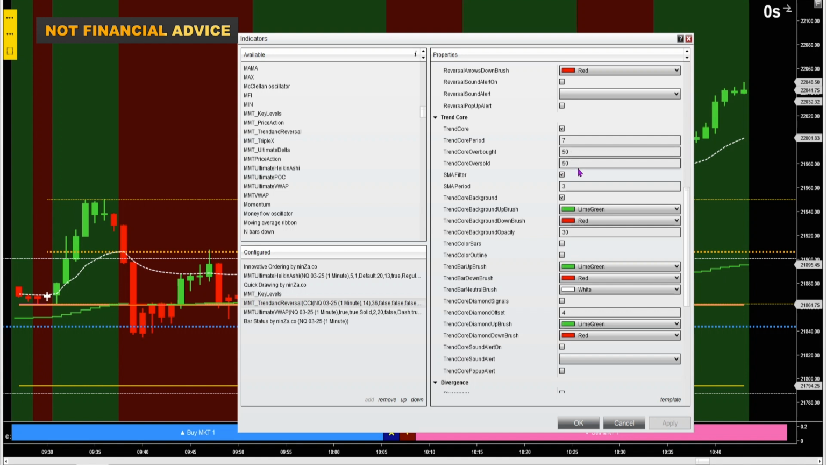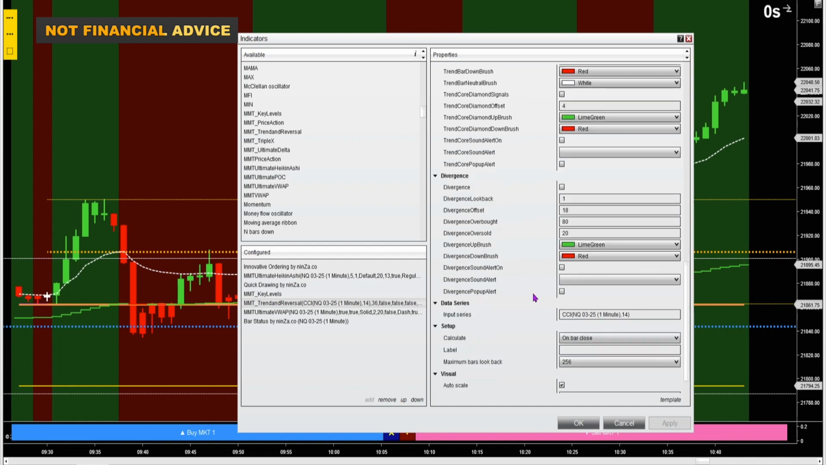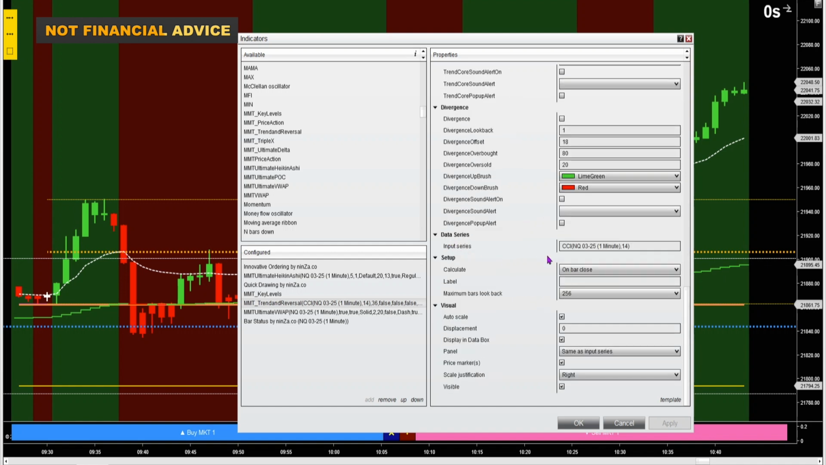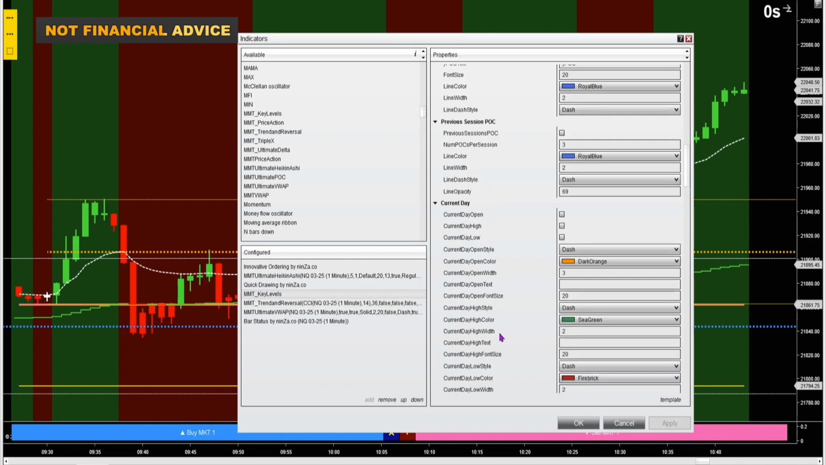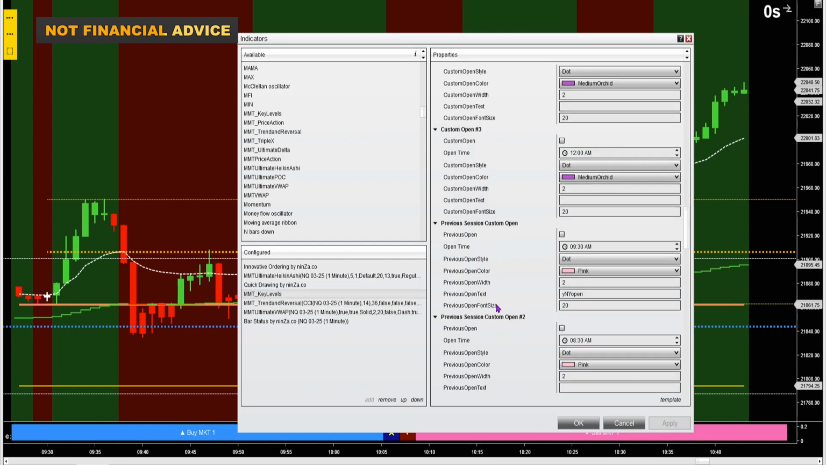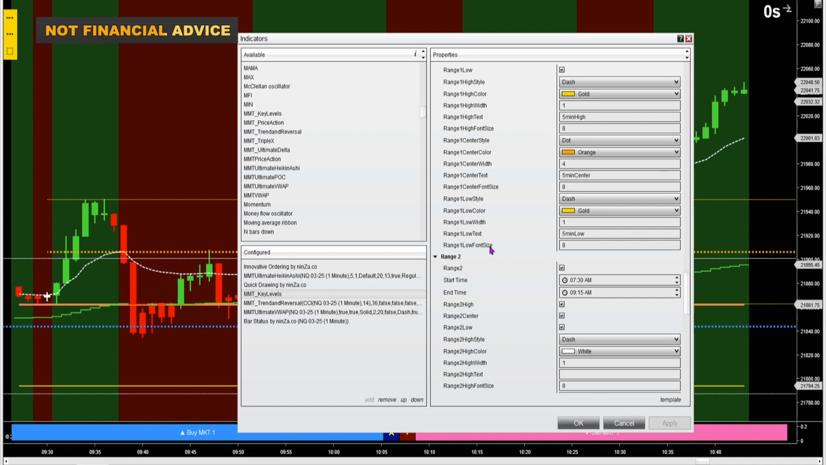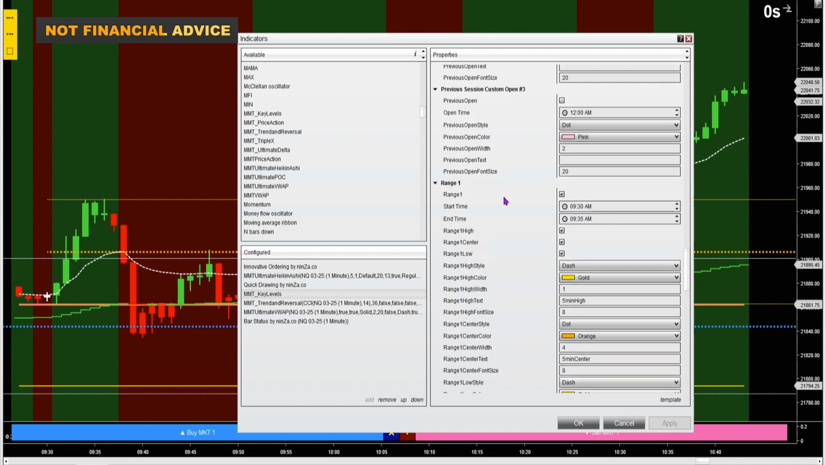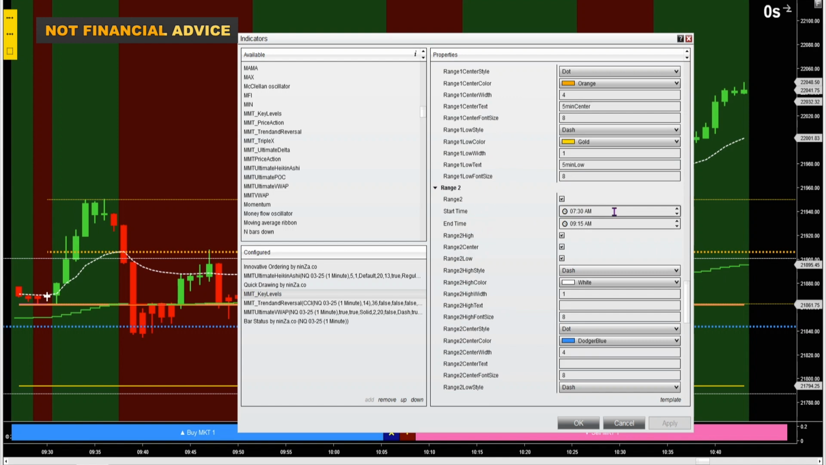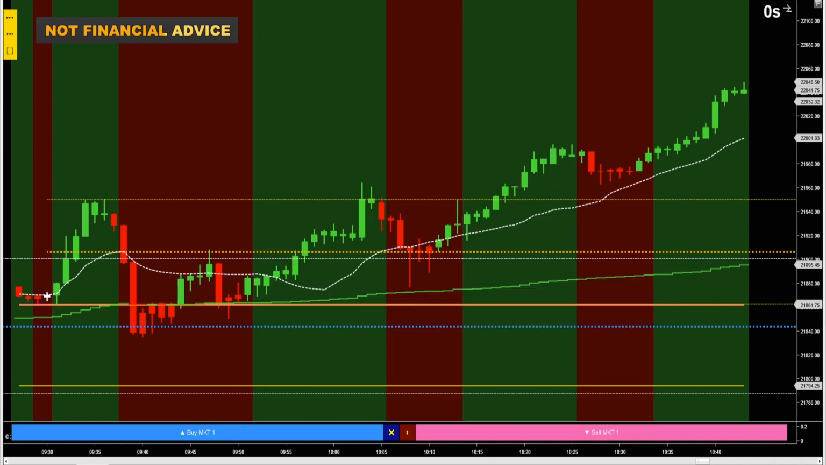Overbought, oversold of 50 and 50. I've got the SMA filter on with a period of 3. See the background's checked on there. And my input series, I've changed the input series to a CCI. Default setting of 14. On the key levels, I've got everything turned off except for my range 1 and my range 2. Range 1 is from 9:30 to 9:35. Range 2 is from 7:30 to 9:15. So those are the settings, and this is the setup.